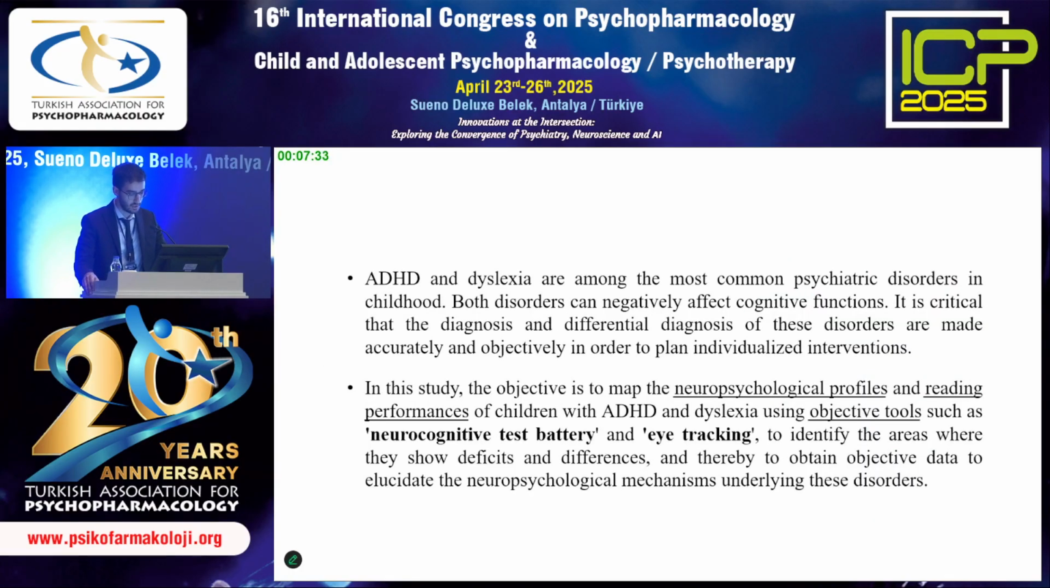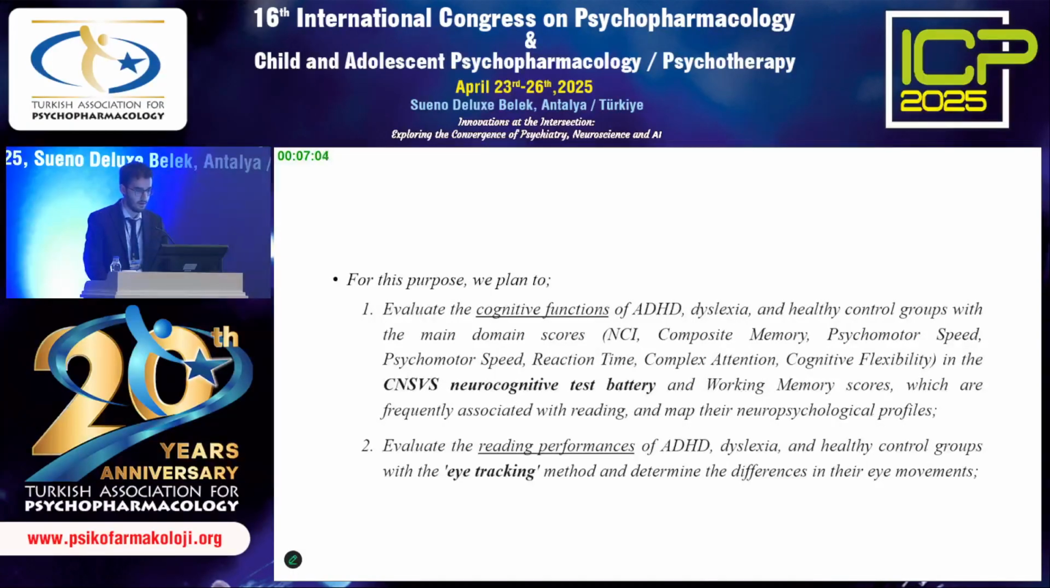ADHD and dyslexia are among the most common psychiatric disorders in childhood. Both disorders can negatively affect cognitive functions. It is critical that the diagnosis and differential diagnosis of these disorders are made accurately and objectively in order to plan individualized interventions. In this study, the objective is to map the neuropsychological profiles and reading performances.